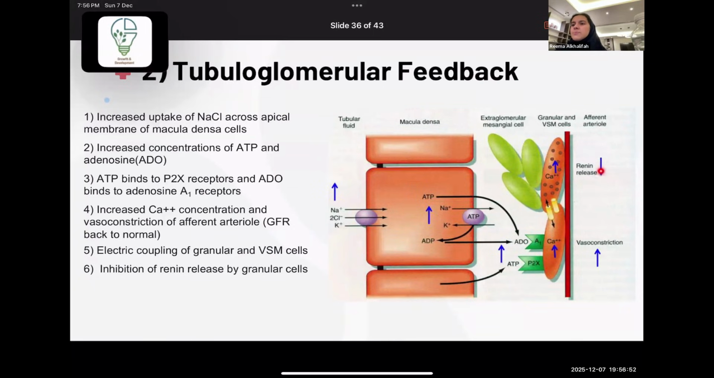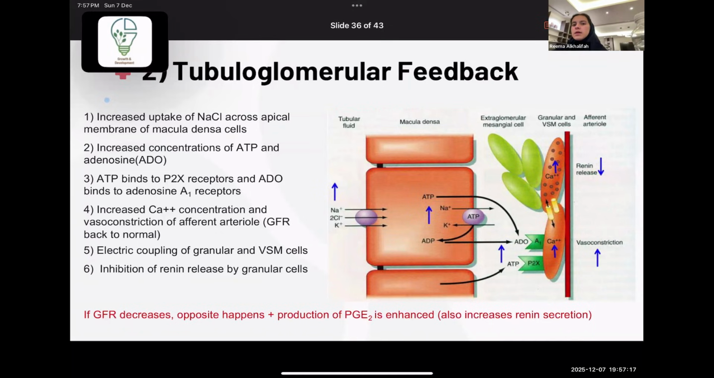Now, this decrease in renin release is going to cause the vasodilation of the other capillaries, not the glomerular capillaries, the other capillaries. This causes the vessels to widen and also helps in decreasing blood pressure. So this affects the glomerular capillary. This causes the effects in the other capillaries. Now, if GFR decreases, everything that I just mentioned is going to happen in the opposite way. So this decreases, and so on.